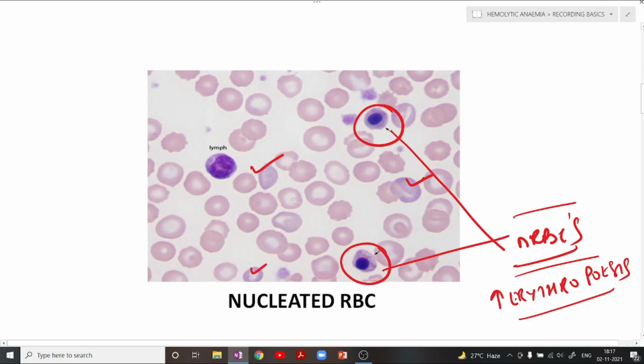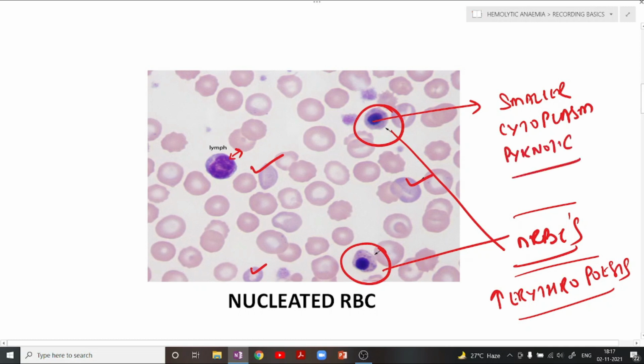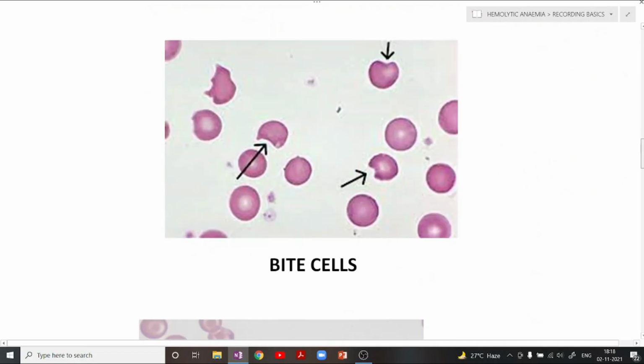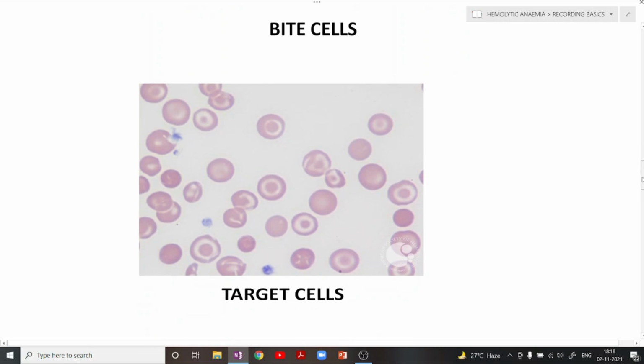Now, why are we saying that these are NRBCs? Normally, the size of the RBC corresponds to the size of the nucleus of a small lymphocyte. And if you see the nucleus of the NRBCs, or nucleated RBCs, they are far more condensed. They are much smaller than the nucleus of a small lymphocyte. They have a rim of cytoplasm, and the nucleus is pyknotic. This is how you are going to identify NRBCs in the peripheral blood smear. Now these are some other findings.